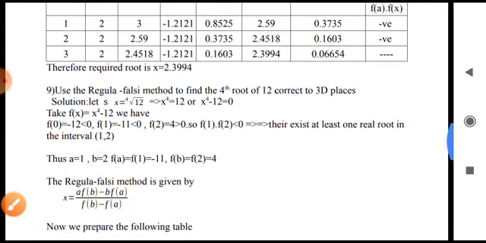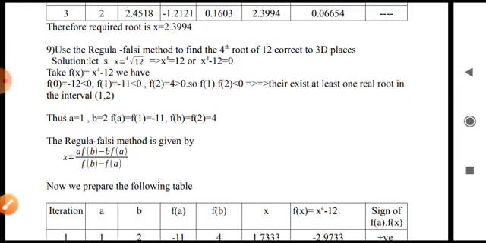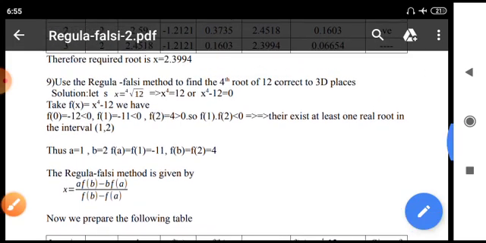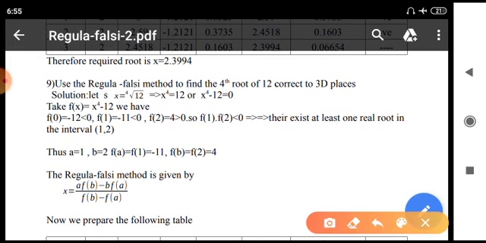Now, fourth problem. Use the regula falsi method to find fourth root of 12 correct to 3 decimal places. Solution. Let x be equal to fourth root of 12. So we can write x power 4 is equal to 12, or we can write it as x power 4 minus 12 is 0. So we take x power 4 minus 12 as f of x.